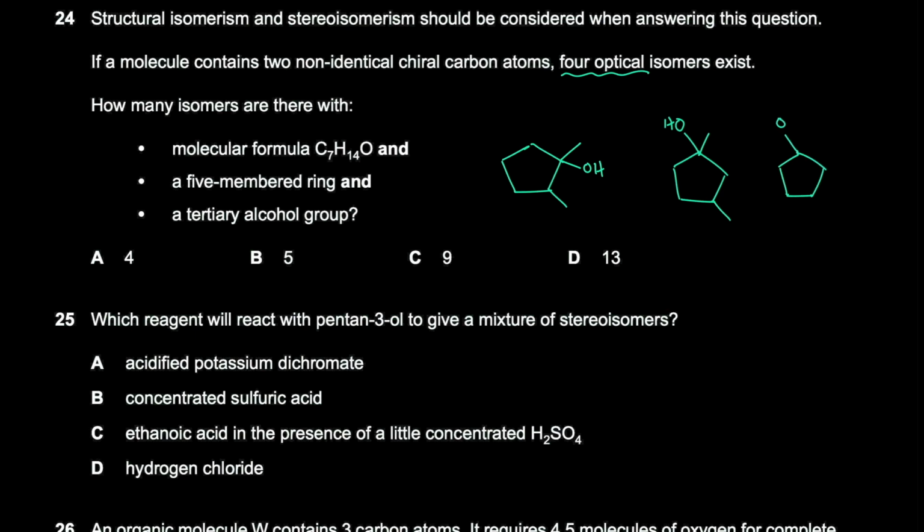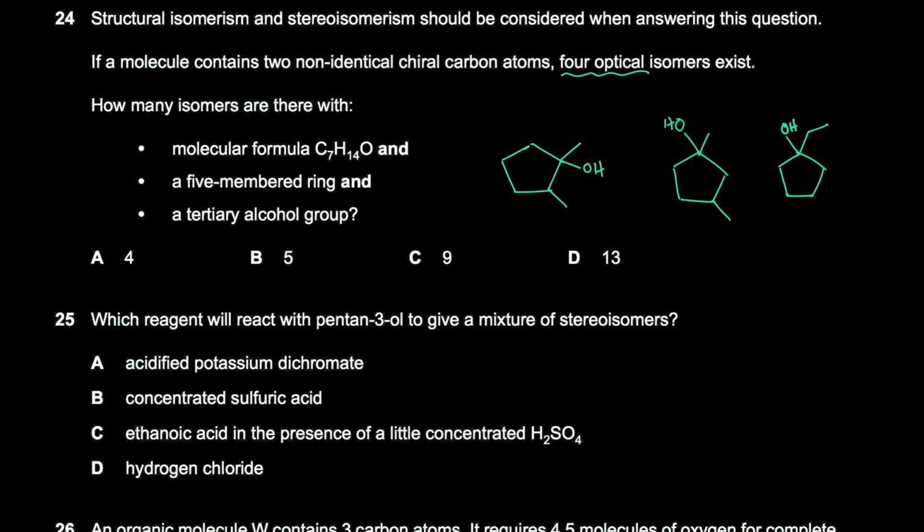So we can have an OH group and then an ethyl group, right? Now we have 7 carbons again. So here we have 3 different structural isomers. Now we have to consider the number of optical isomers.